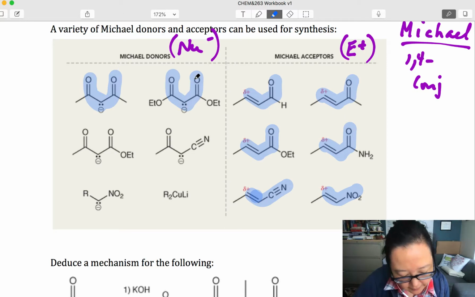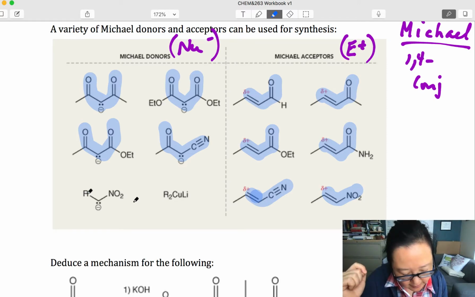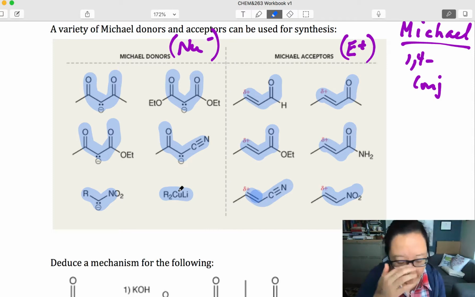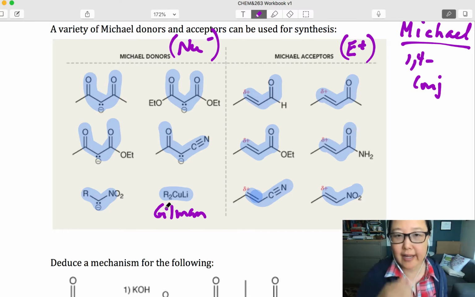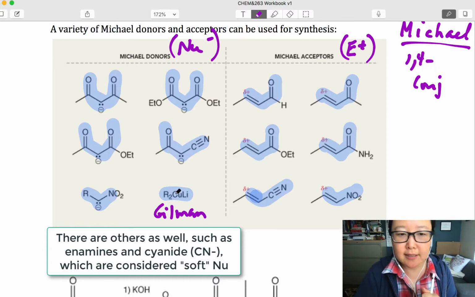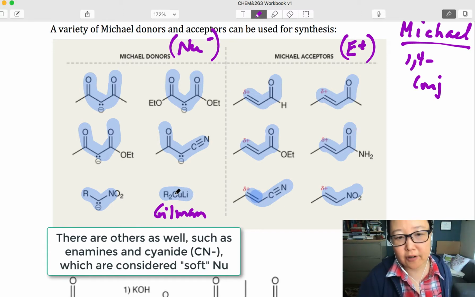So notice the pattern here. In addition to that, we also see that this will help pull the electrons through, so there's more resonance delocalization here. So this is considered soft, as well as the lithium cuprate, which is the Gilman reagent. That's in contrast to the Grignard reagent, which is a very hard nucleophile. The Gilman reagent, because copper is bigger, might promote softer orbitals.